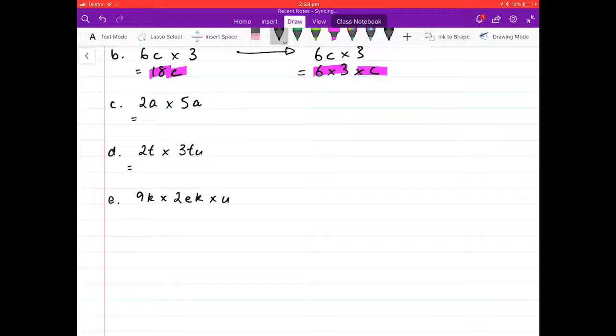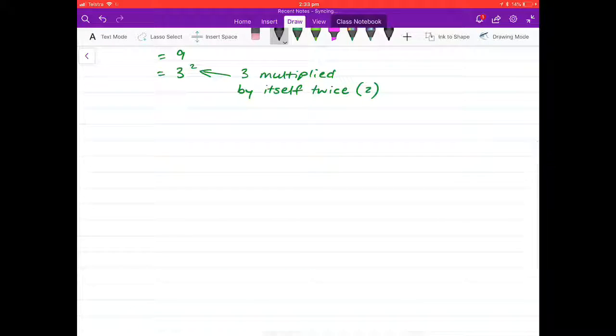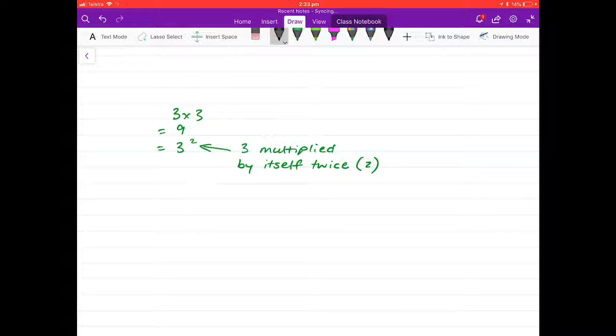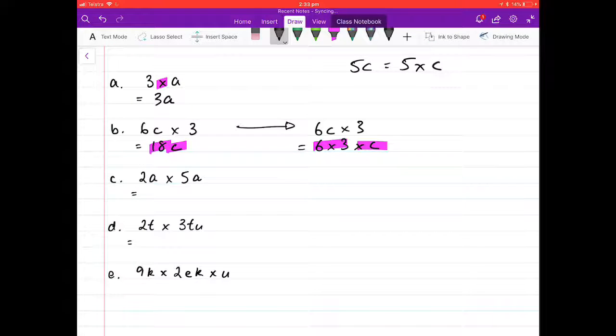Next one, 2A times 5A. Now we've got a situation where we've got A times A, and if we look over here at something like 3 times 3, we know that equals 9, okay? But it can also be written as 3 squared, which means that we take the 3 and multiply it by itself twice. If it was 3 by 3 by 3, that would be 3 multiplied by itself 3 times, or 3 cubed.